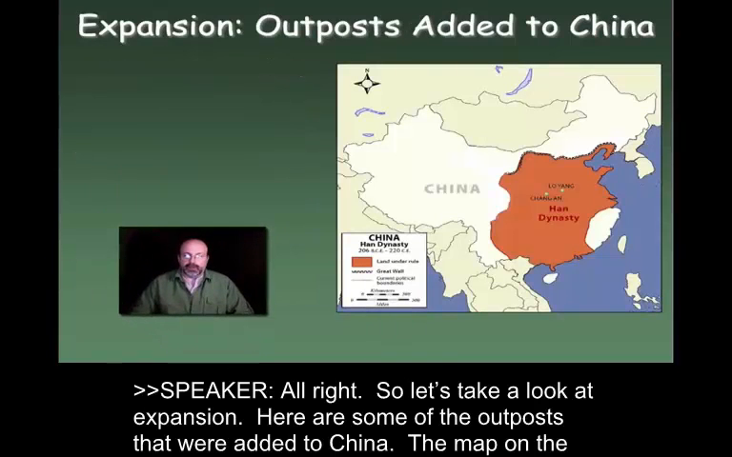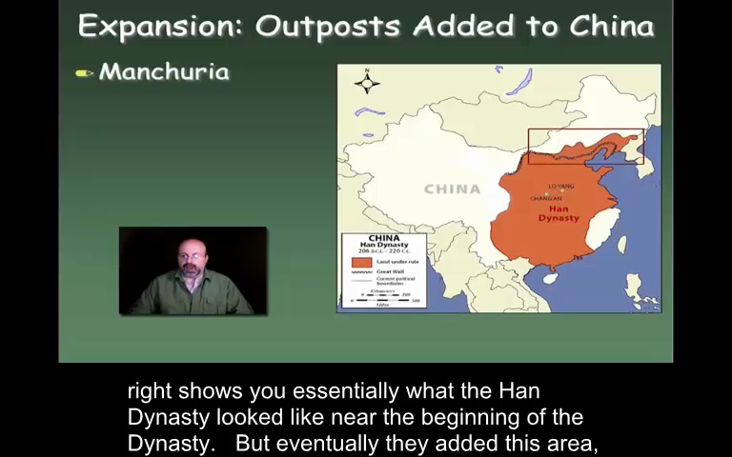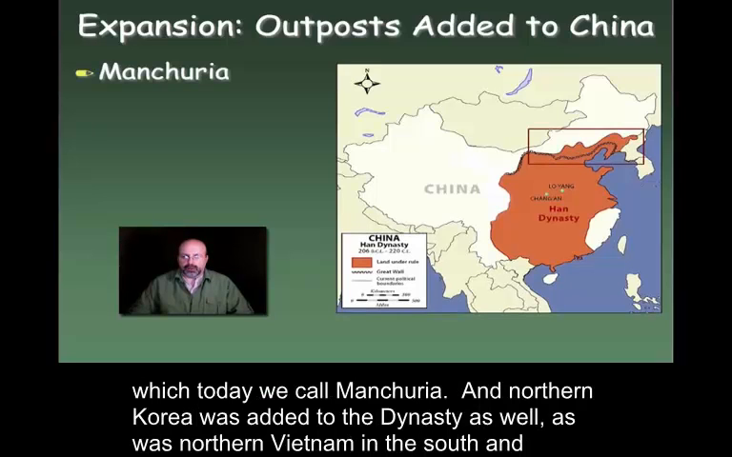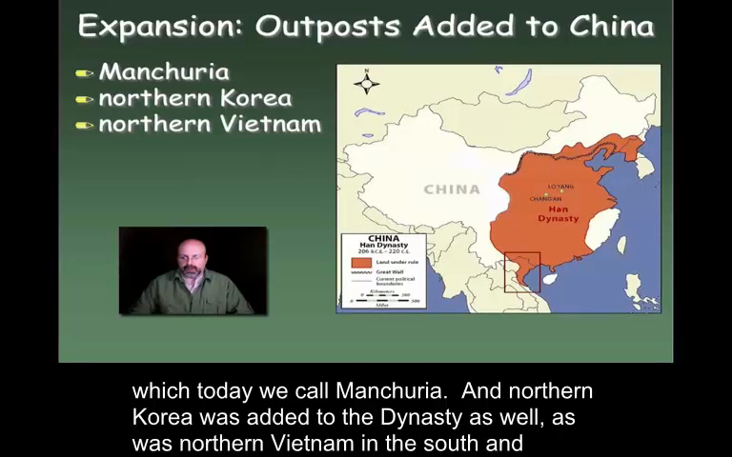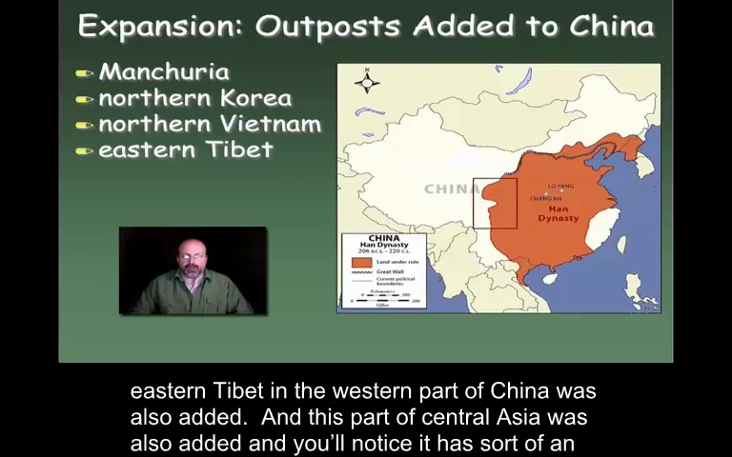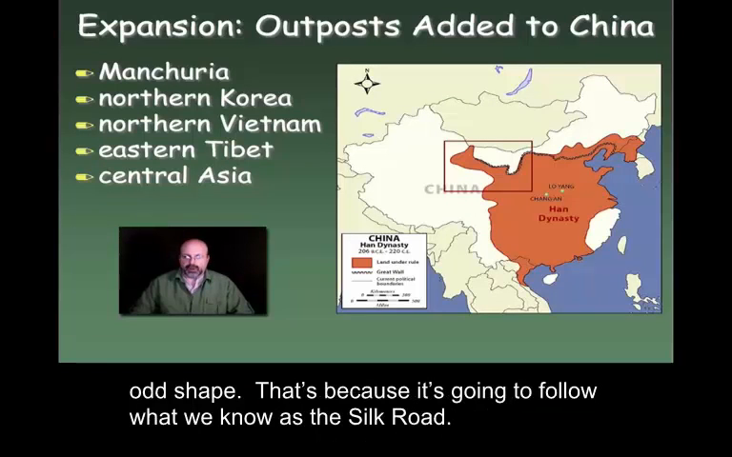Alright, so let's take a look at expansion. Here are some of the outposts that were added to China. The map on the right shows you essentially what the Han Dynasty looked like near the beginning of the dynasty. But eventually they added this area, which we call today Manchuria, and northern Korea was added to the dynasty as well, as was northern Vietnam in the south, and eastern Tibet in the western part of China was also added. And this part of Central Asia was also added. And you'll notice that it has sort of an odd shape. That's because it's going to follow what we know as the Silk Road.